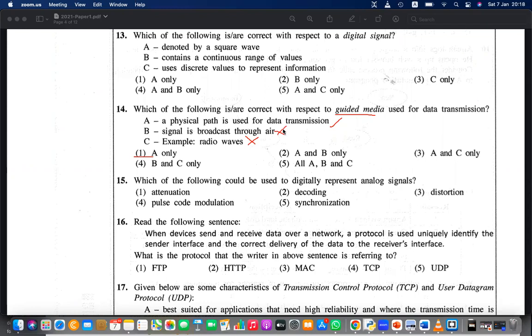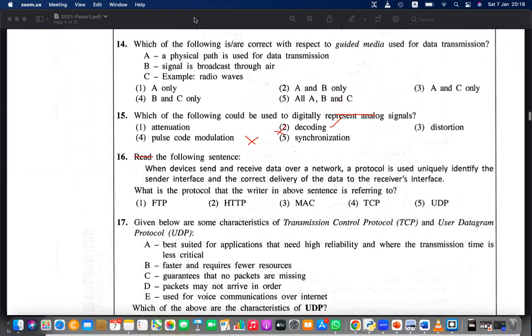Next. Some of you have not answered 13 and 14. Anyway, come on, let's move to the next. Some of you are disconnecting frequently, maybe due to the signal issue, it seems.